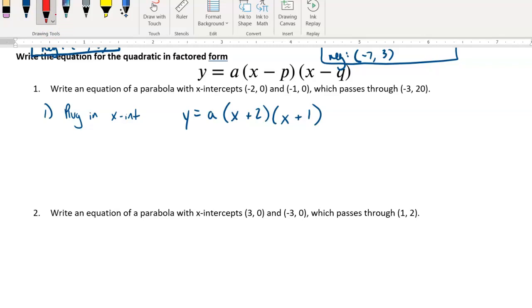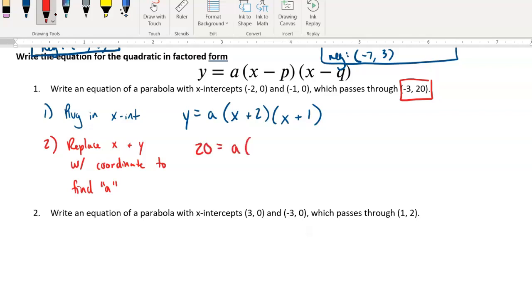Plug in the x-intercepts. Step 2, we're going to replace x and y with the other coordinate. We're going to do that to find a. So what do I mean by that? Well, they give us this other coordinate, negative 3, 20. So we're going to put negative 3 in for every single x, and we're going to put 20 in for our y. So we would have the statement 20 equals a times negative 3 plus 2 times negative 3 plus 1. Now we're going to simplify the right side.